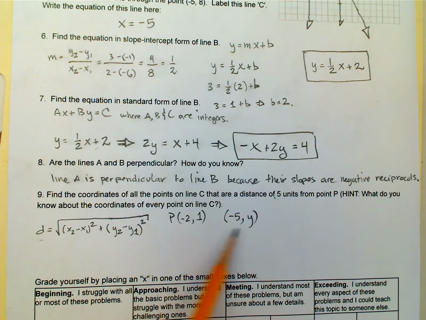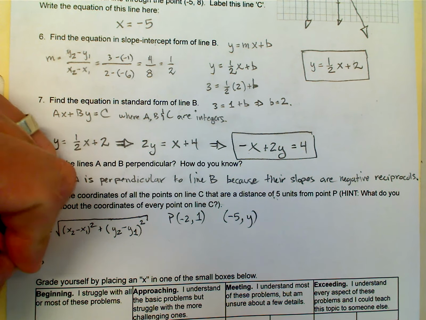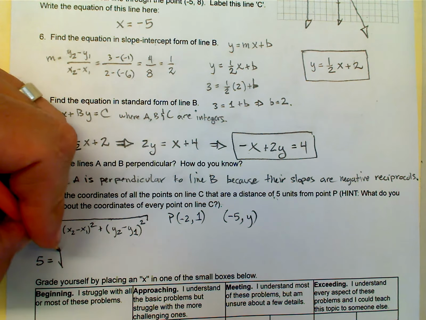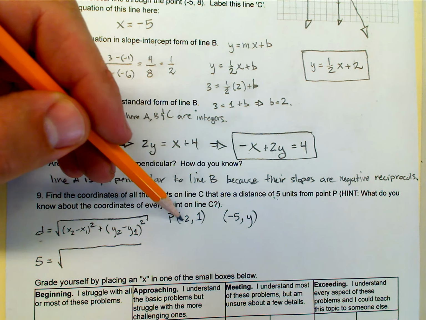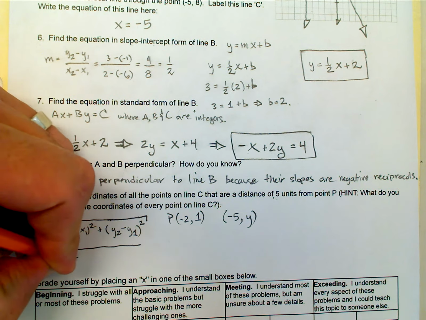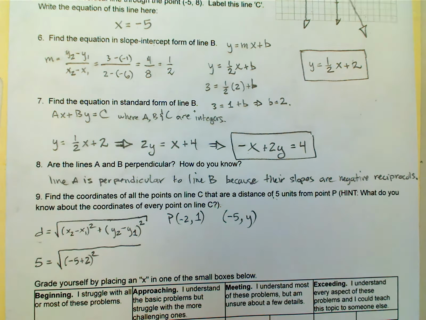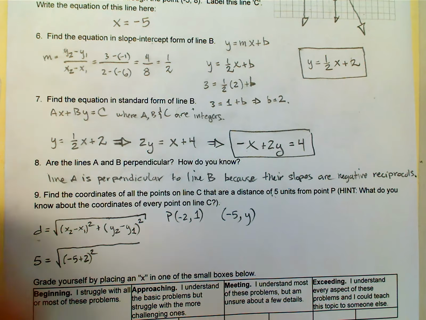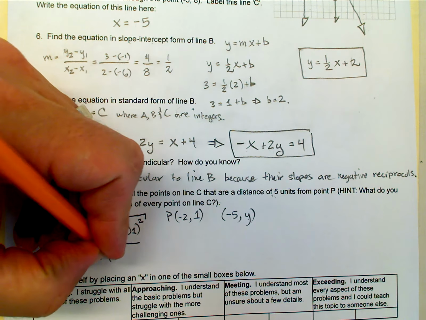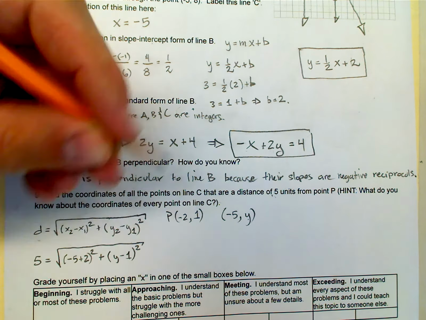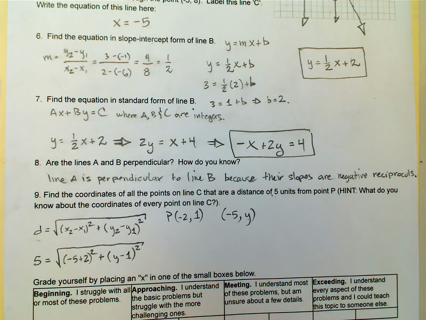So let me plug all this stuff into the formula. I get 5 is equal to the square root of, let's see, x2 minus x1. That's -5 minus -2. Let me just change that to -5 plus 2. That's a little easier. I'm going to square that. And then I'm going to do y minus 1 and square that. And so this is the equation that I'm trying to solve to find at least the y coordinate of any point that is 5 units away from point P on line C.